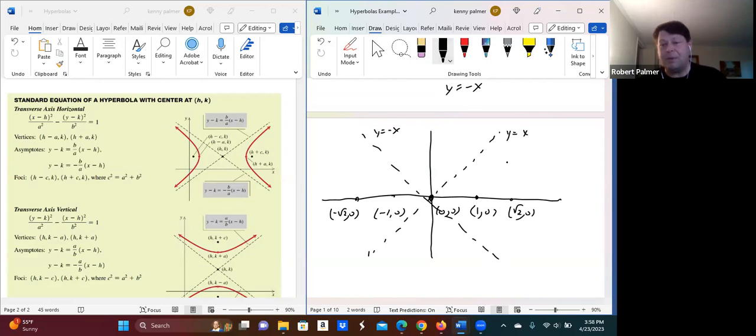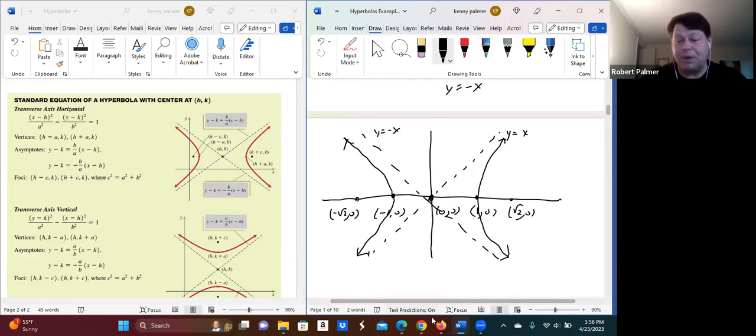Okay, and so what happens then is that these hyperbolas look something like this. Remember these are asymptotes; this is called an oblique asymptote. Basically, they're going to approach those lines without ever actually touching them. So basically, our hyperbola looks something like this.